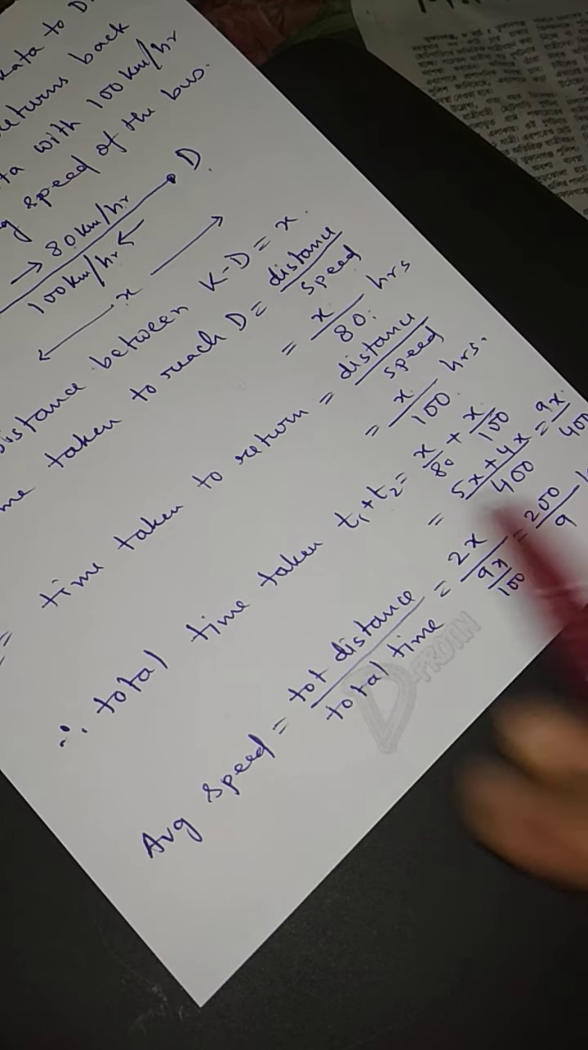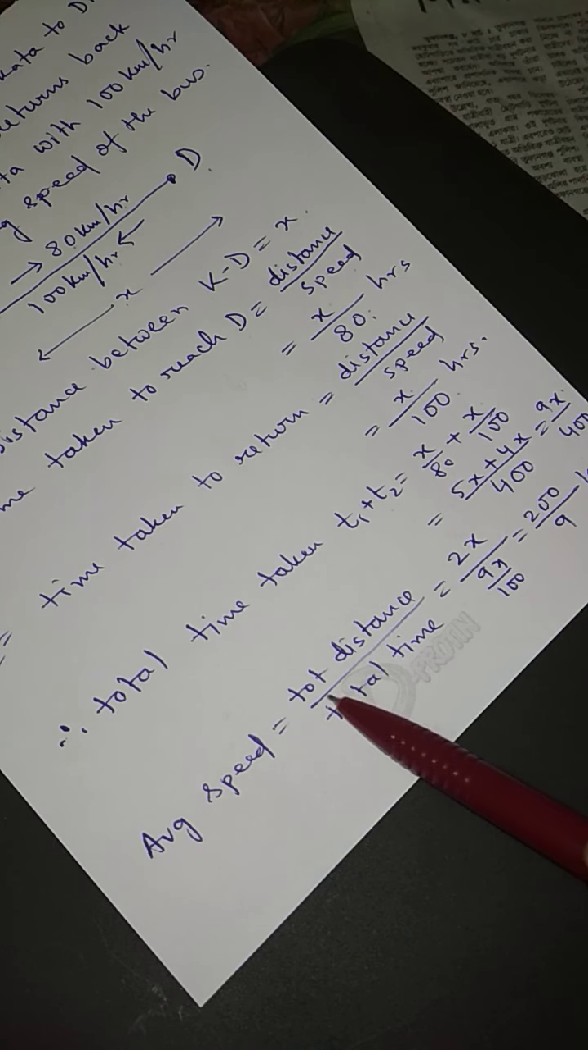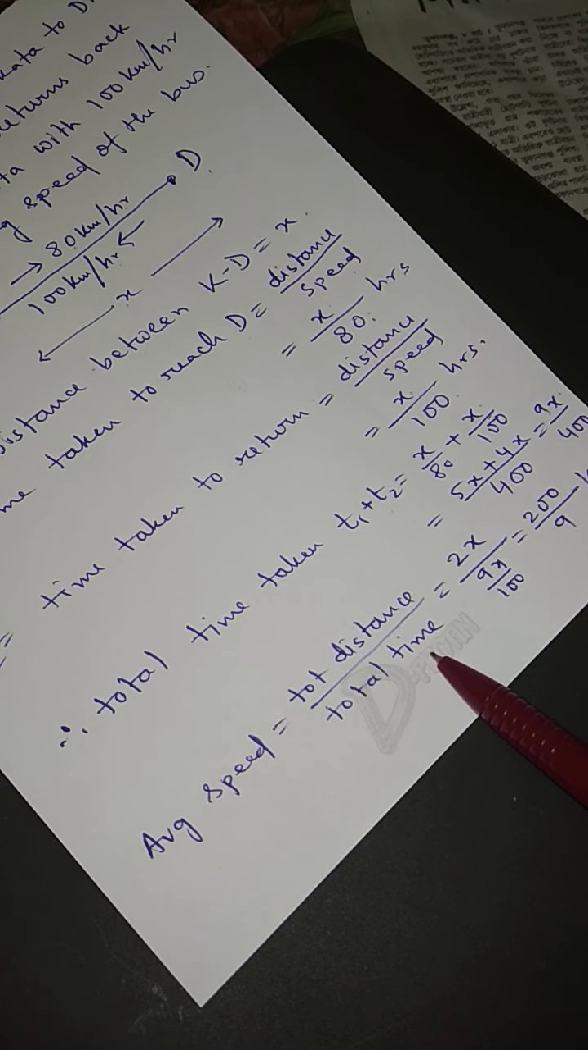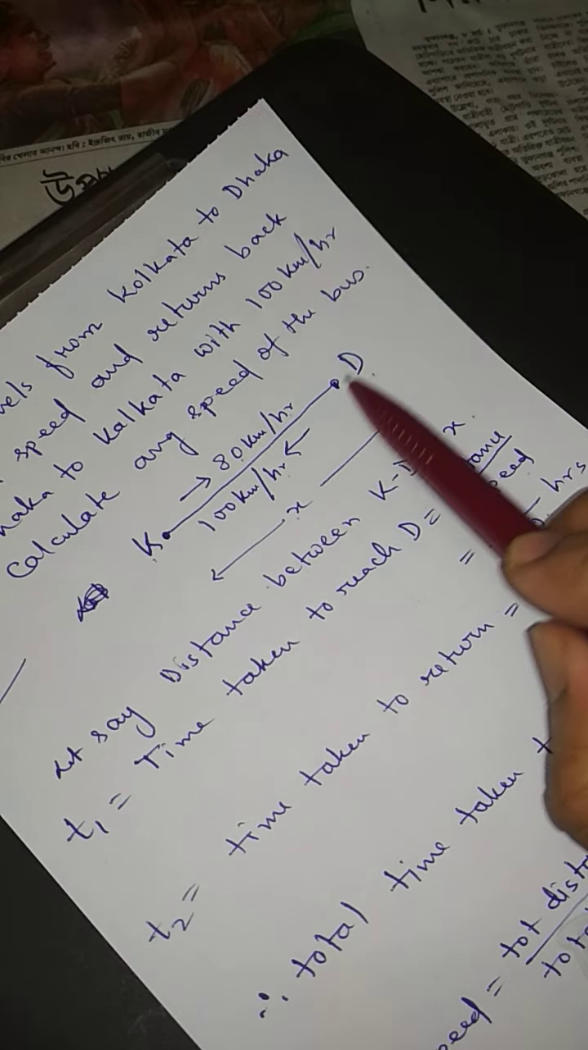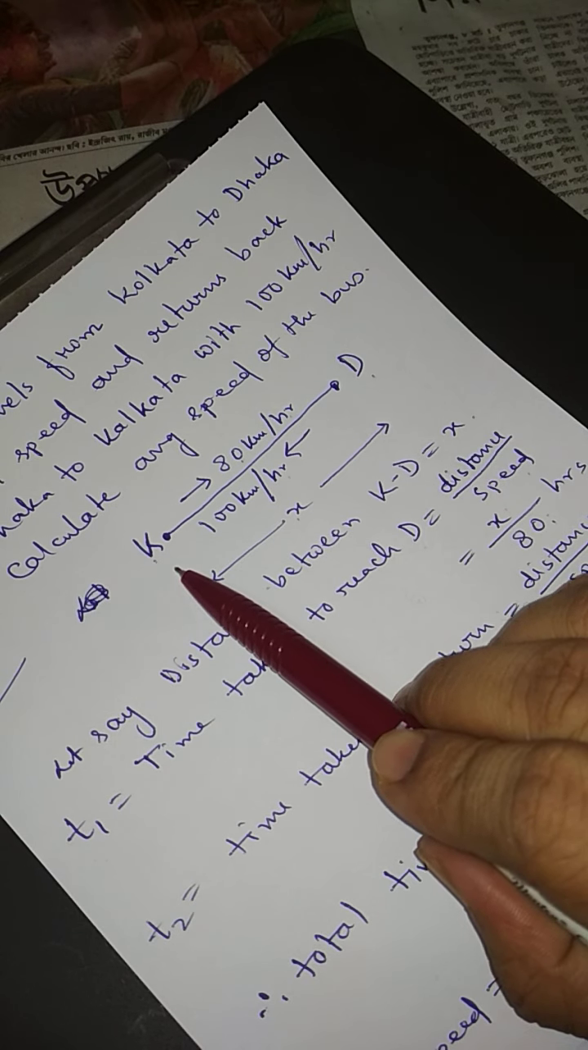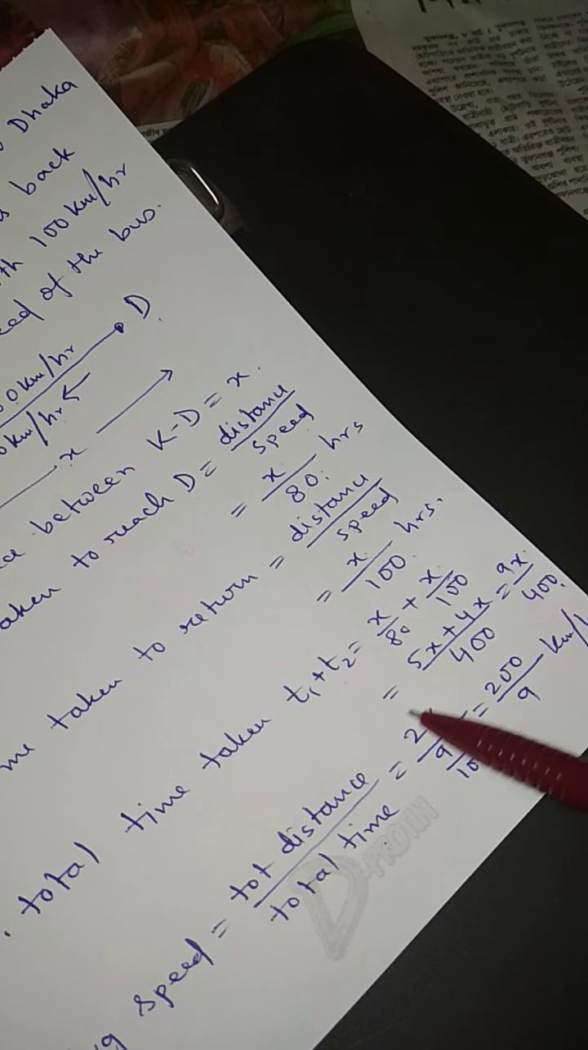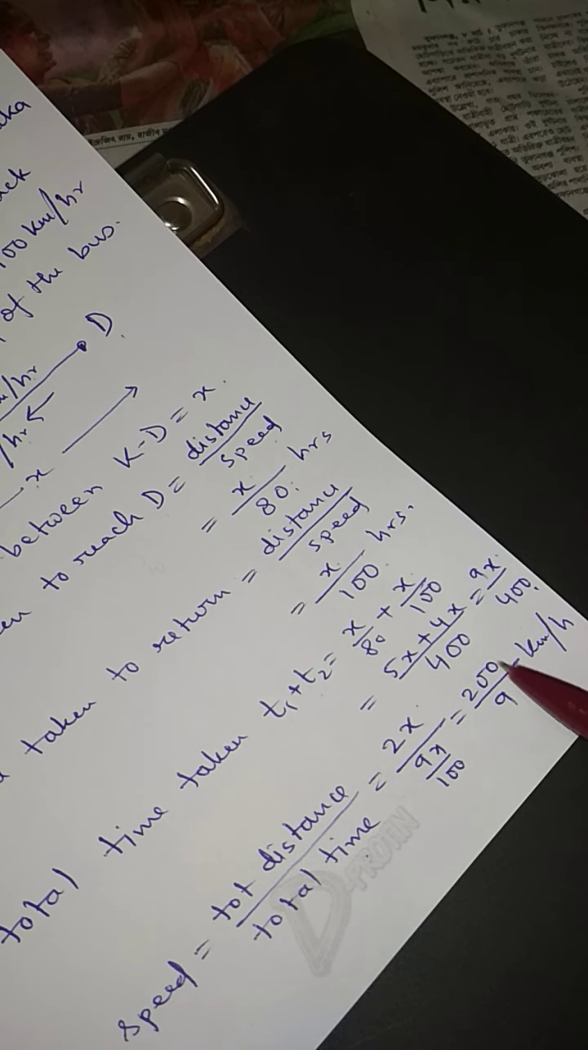Now the main formula: average speed equals total distance traveled divided by total time. The total distance traveled is x to go and again x kilometers to return. That means x plus x, that is 2x. So the total distance traveled is 2x, and the total time taken we have just calculated, 9x by 400. So total distance by total time will give you the average speed. So 800 by 9 km/h is the average speed of the bus.